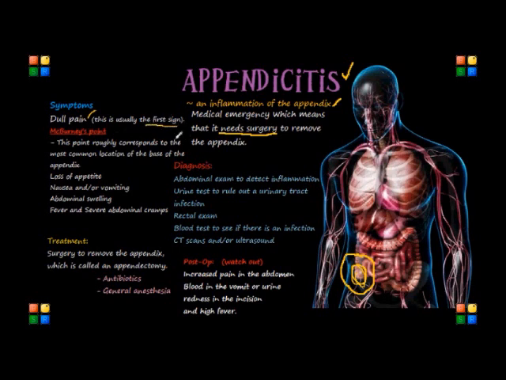For the NCLEX exam, try to remember McBurney's point, which is the name given to the point over the right side of the abdomen that is one-third of the distance from the anterior superior iliac spine to the umbilicus, or the navel area of the body, okay? This point roughly corresponds to the common location at the base of the appendix, where it connects with the cecum, right?